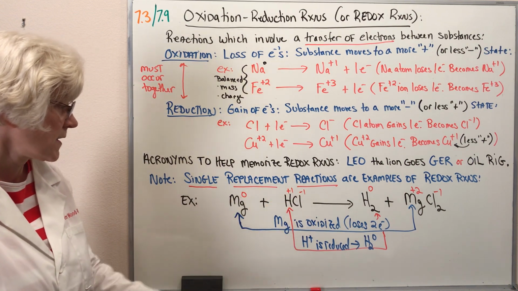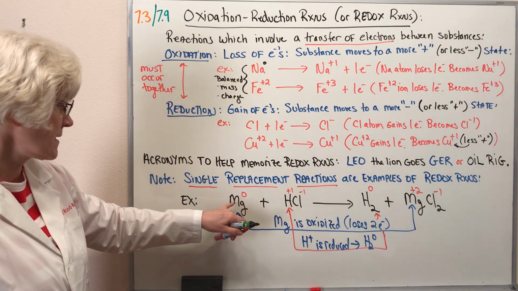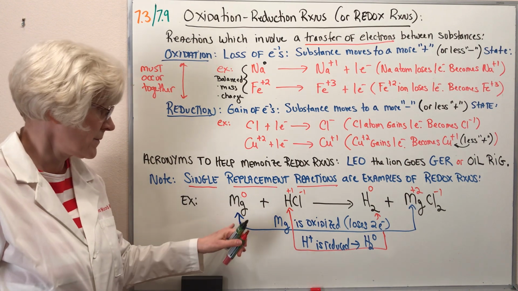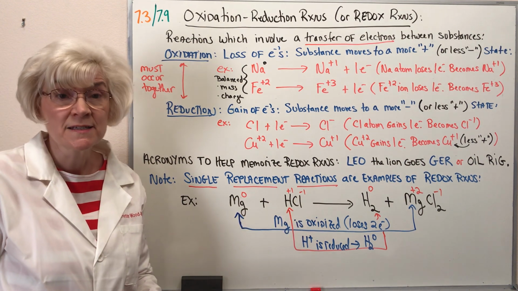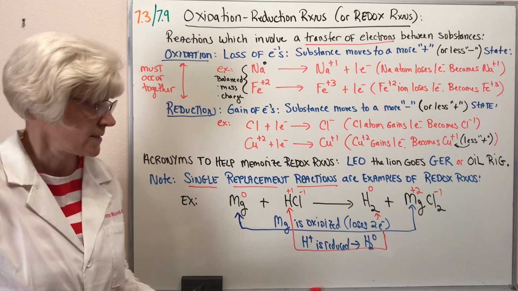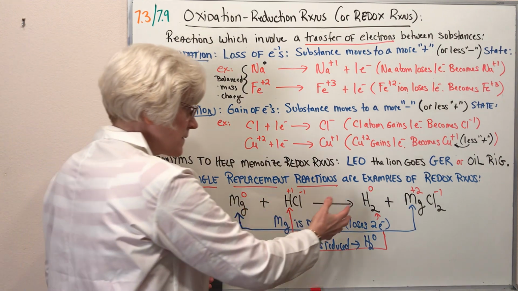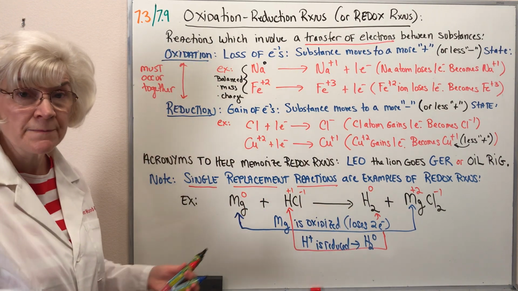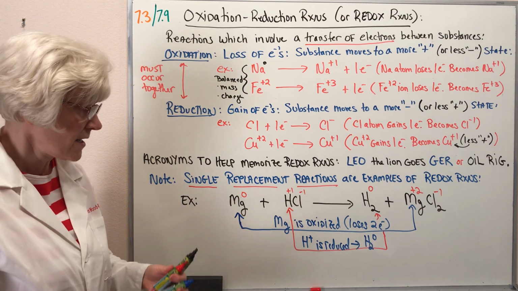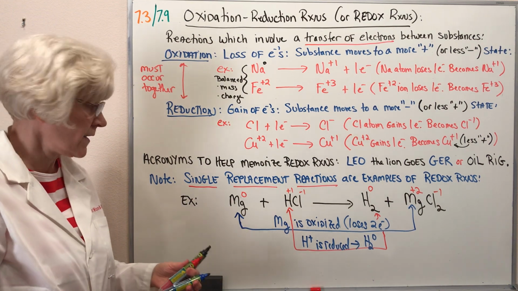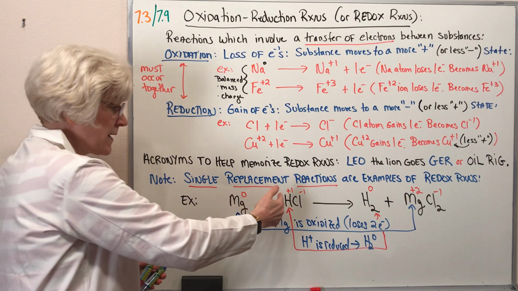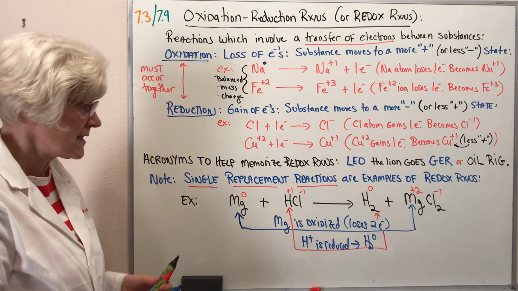Where did those electrons come from? They had to come from the magnesium atom, which is getting oxidized, losing 2 electrons. So we have here an example of redox chemistry, oxidation reduction happening concurrently between the magnesium and the hydrogen ions in this example.